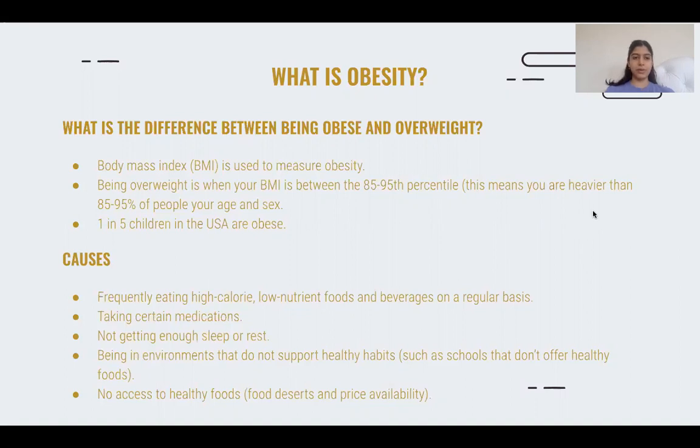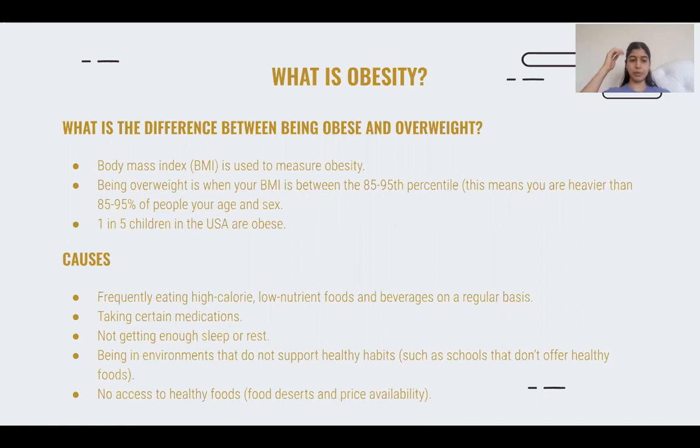obesity. When you're overweight, that means your body mass index is between the 85th and 95th percentile, which means that you're heavier than 85 to 95% of people your age and of your sex. And just a quick fun fact, or not so fun fact, in the USA, 1 in 5 children are obese.